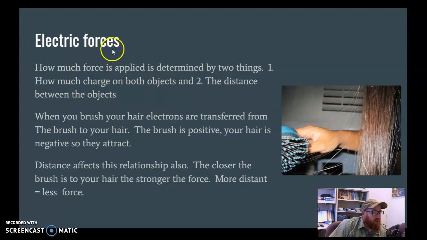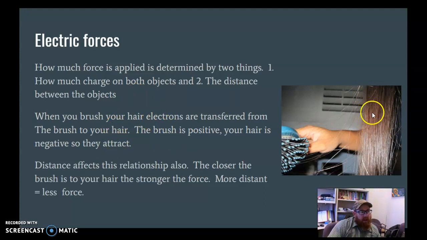Okay, so we're talking about forces. Forces are things that are applied from one object to another. How much force is applied when we're talking about electrical forces is determined by two things. Number one is how much charge is on both objects. So if you have a lot of charge, you'll have a lot of force. If you don't have a lot of charge, you won't have a lot of force. And the second thing is the distance between the objects. The closer the objects are, the more force you'll have. The further apart they are, the less force you'll have.